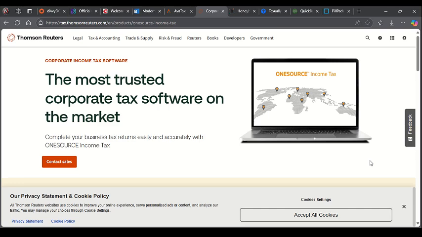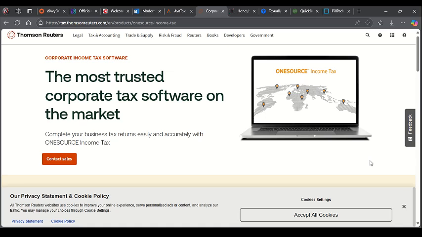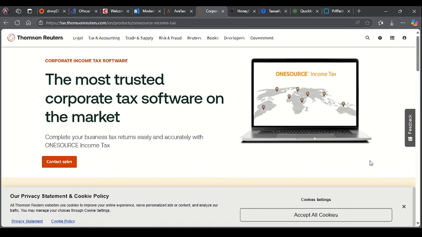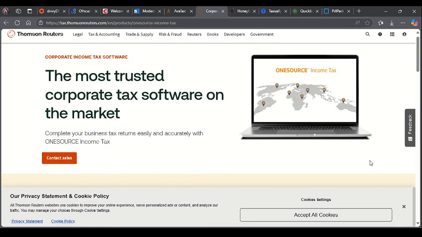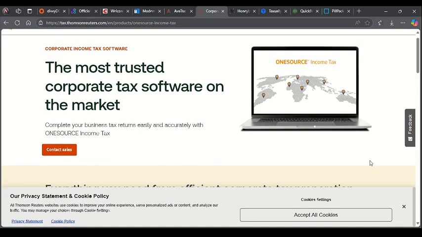corporations. It offers solutions in various tax processes, including compliance, reporting, and planning, aiming to enhance accuracy and efficiency in tax management. And here are the key features about this platform.